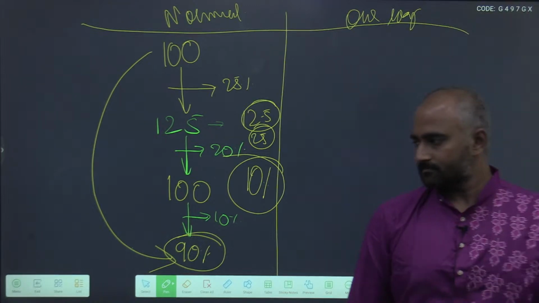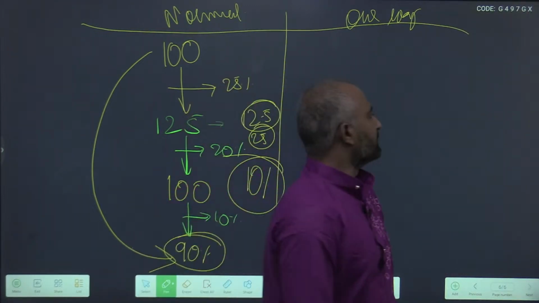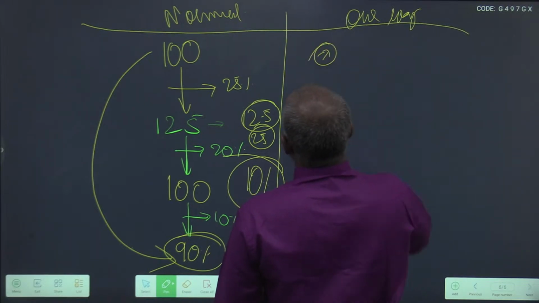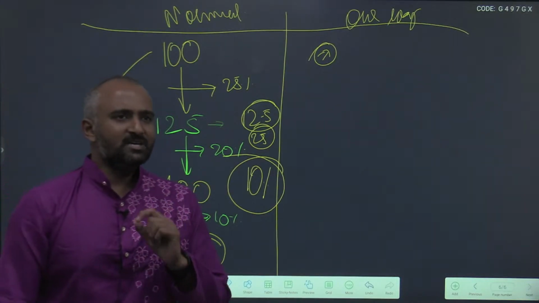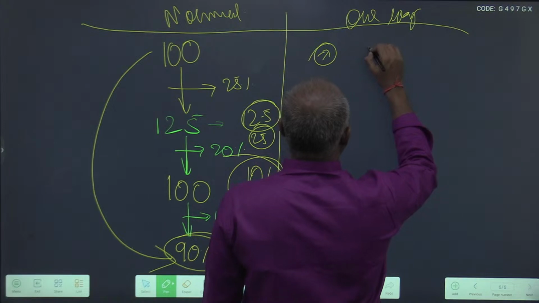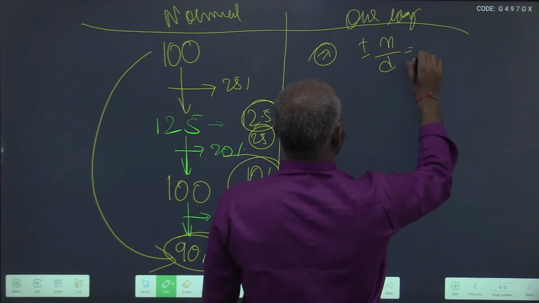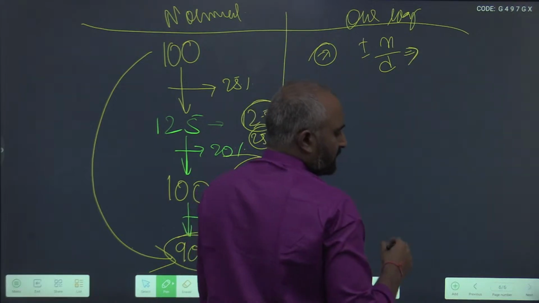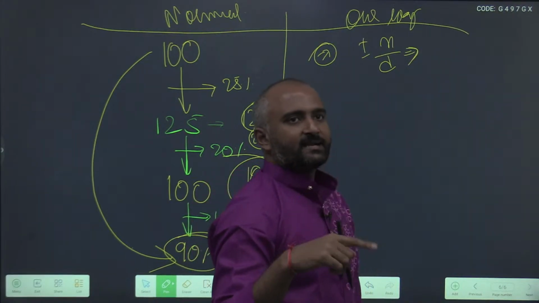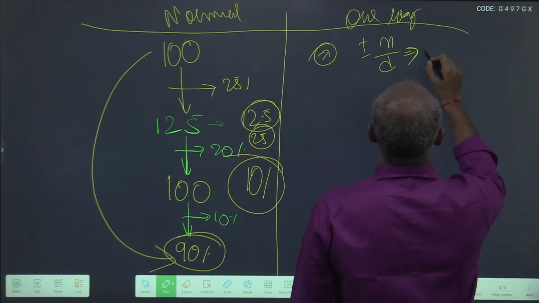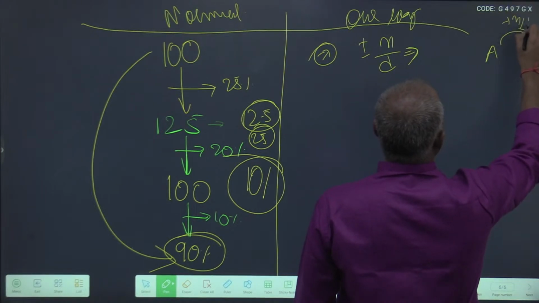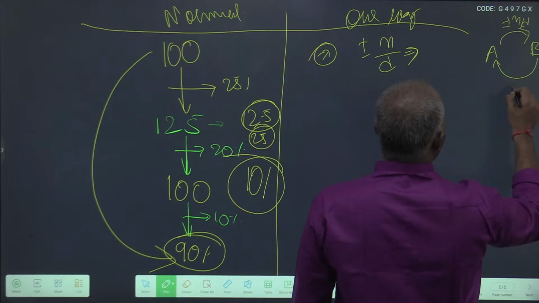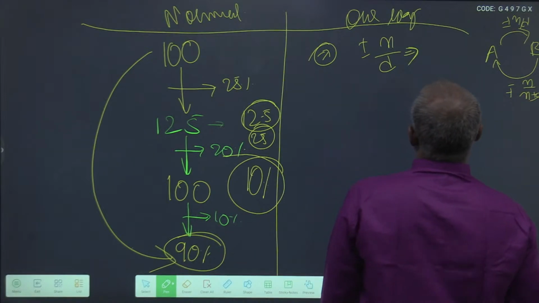Okay, is this clear? Now, instead of taking 100, calculating 125 and then 100, you could use the n by d rule. We have discussed the n by d rule. What is the n by d rule? If A is greater than B by plus or minus n by d, B is lesser than A by minus or plus n by n plus or minus d.